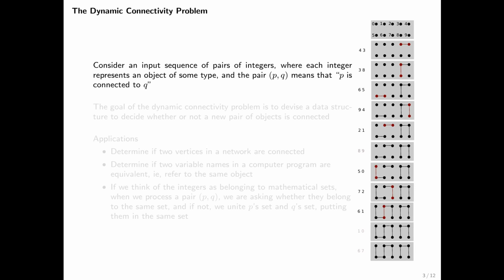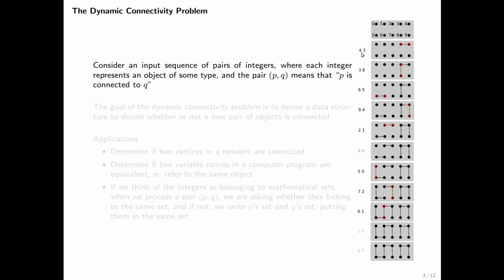Consider an input sequence of pairs of integers where each integer represents an object of some type. And the pair P Q means that P is connected to Q. So for example, here you have 10 objects which are labeled 0 through 9, and then for input you receive these pairs of integers. Now when you receive a pair such as 4, 3, what you want to do is connect the points 4 and 3 if it's not already connected.